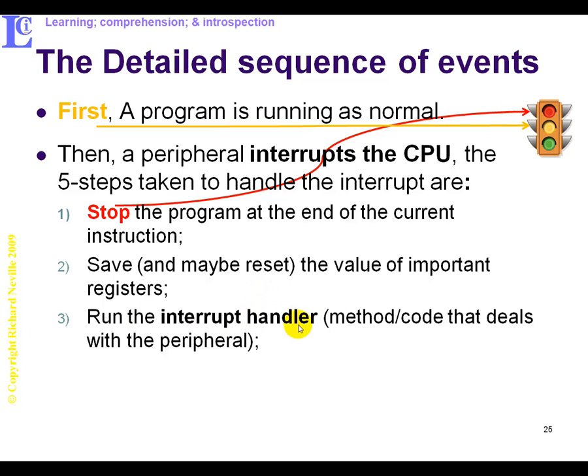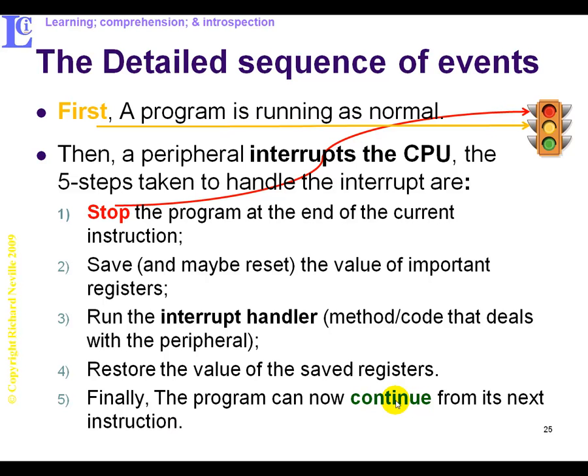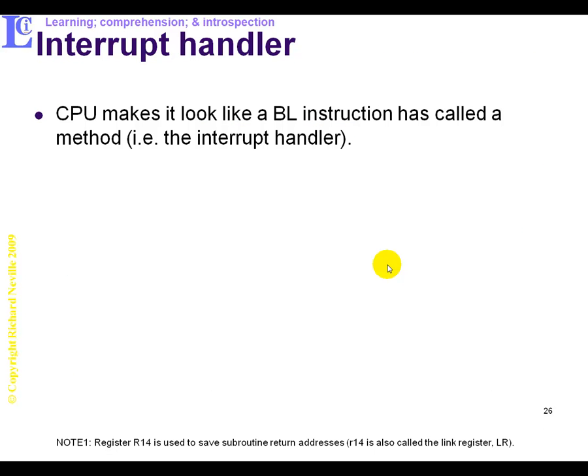So that's a naming convention for a bit of program that handles the interrupt, specifically an interrupt handler, which is a method or bit of code to interact with the peripheral. And then once we've run that program, it's undertaken the transfer, we restore all the registers we saved from the previous program, and then finally 5, we set the program going again so it continues. So 5 steps for transferring control from a standard program to an interrupt handler.